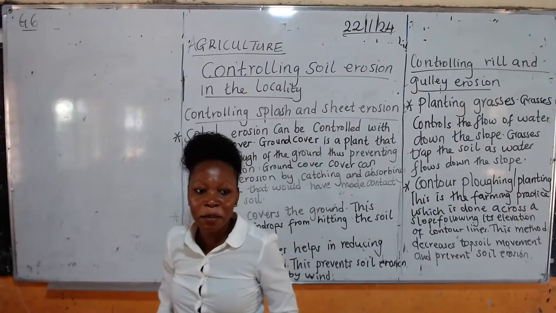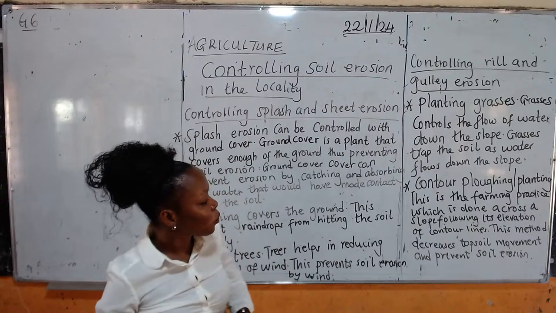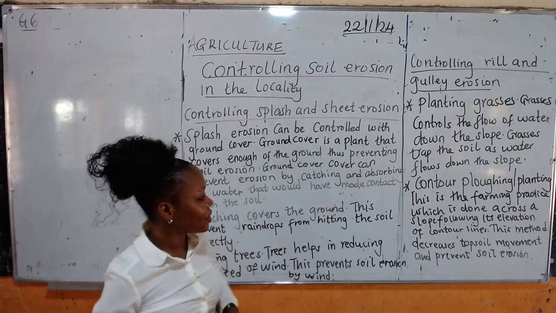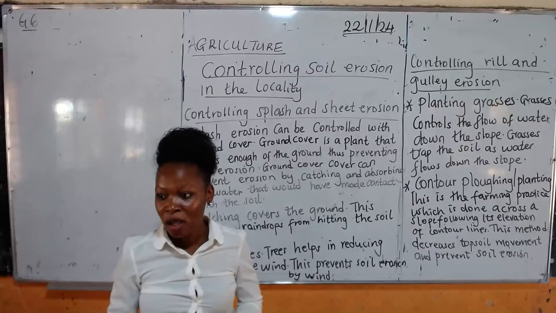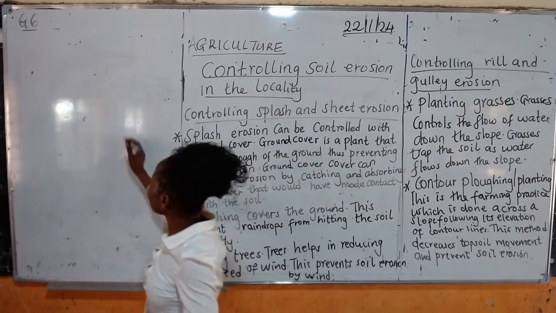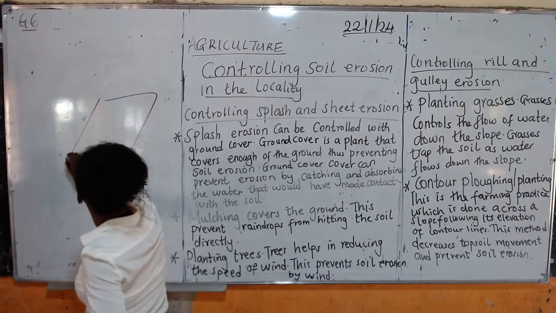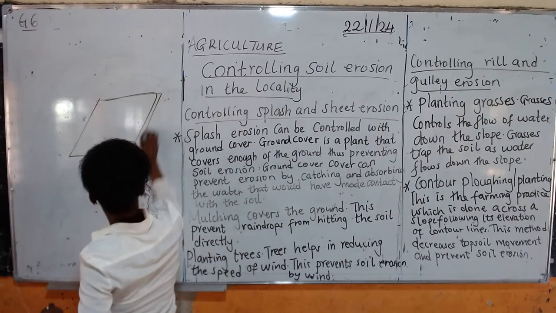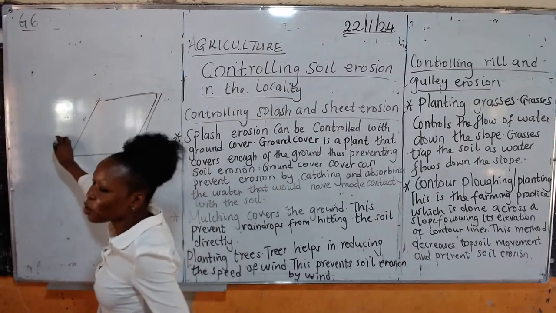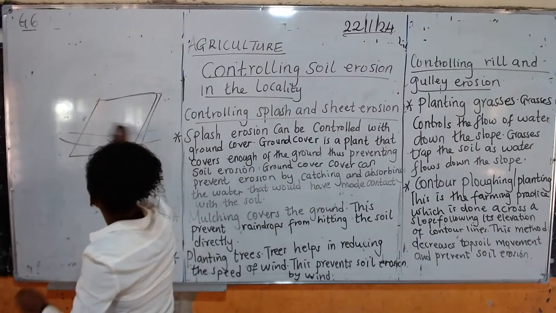So when you're doing farming, you have to practice contour farming or planting, okay? That is, it should be done across the slope. Let's say this is my farm. So it has a sloping land, okay? So you're supposed to do it across, okay?